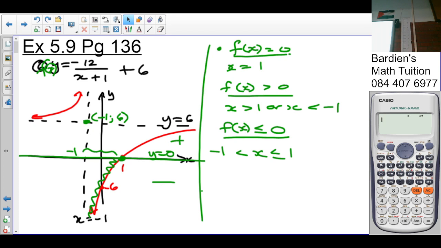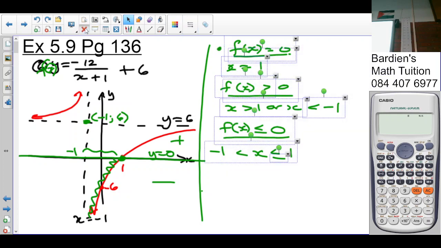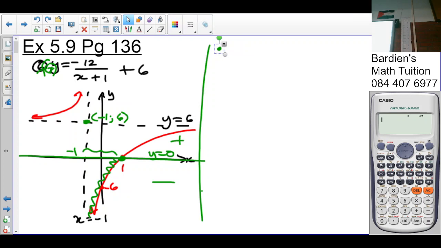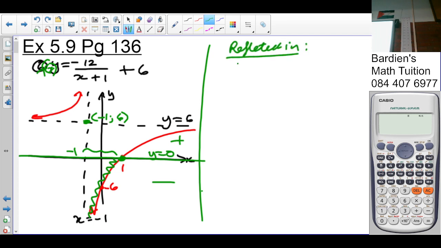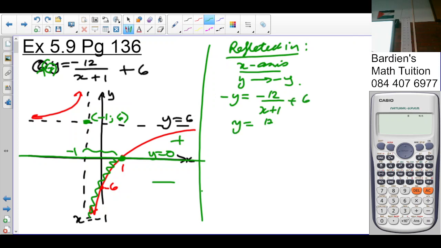Okay. Then I ask you to give the equation if it's reflected in the x-axis. If it's reflected in the x-axis, what happens? y becomes negative. Not so? So it's negative y is equal to negative 12 over x plus 1 plus 6. So y is equal to 12 over x plus 1 minus 6.